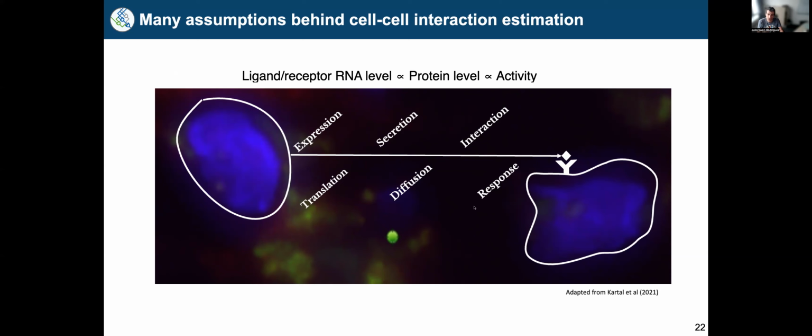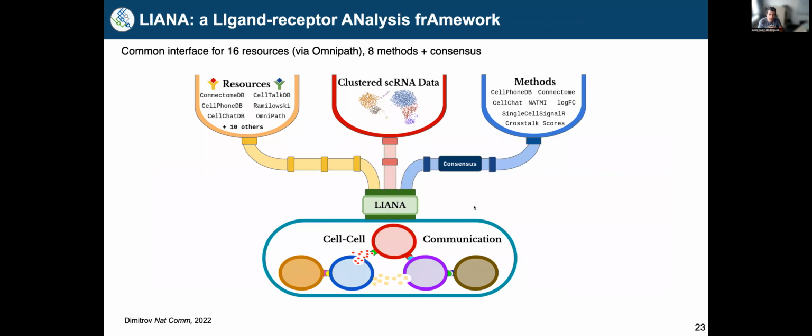So because of these assumptions, and because there are many methods out there, we developed a resource called LIANA, which stands for a ligand receptor analysis framework. LIANA is just a place where we brought together databases of cell-cell interactions, 16 different ones through OmniPath, as well as 8 existing methods such as CellPhoneDB or CellChat that allow us to look at these cell-cell interactions. And we also provided the option to compute a consensus across the methods. So if you have your single-cell RNA data clustered in different groups, then you can use it to estimate how cells interact with any of these methods.